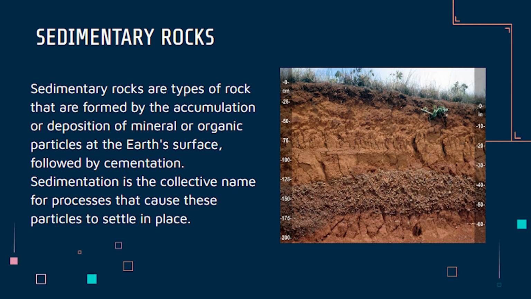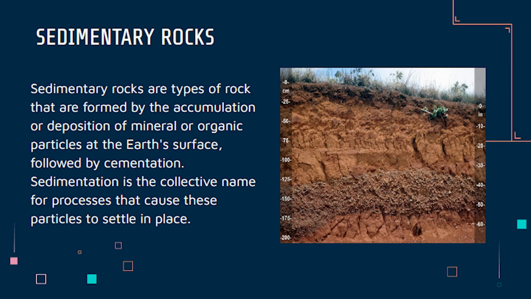Now, sedimentation is the collective name for the processes that cause these particles to settle in place. So to have these particles in place and to accumulate or deposit in a place is called sedimentation, right? Now, when they cement together, we have this rock. If you look to the right, well, it's my right, we see a picture that I found on Google of just some minerals that are accumulating right here. I don't know where exactly this is, but we can see an accumulation of some mineral deposits, of course, dirt and stuff like that as well, just to get a picture of how accumulation or deposition works.